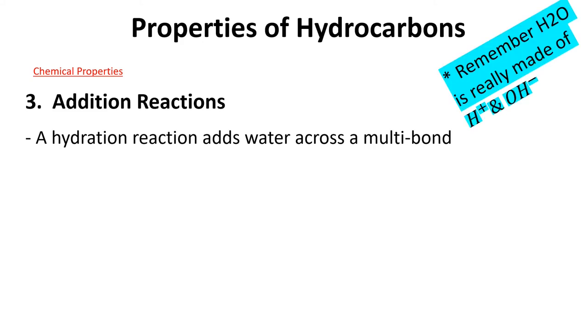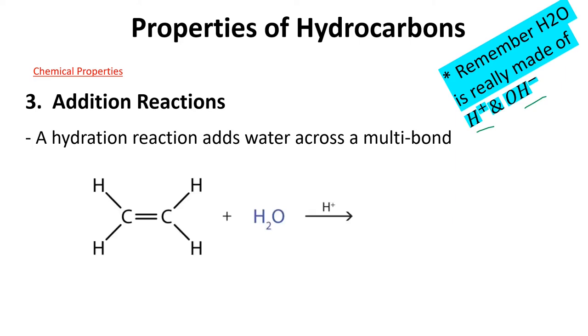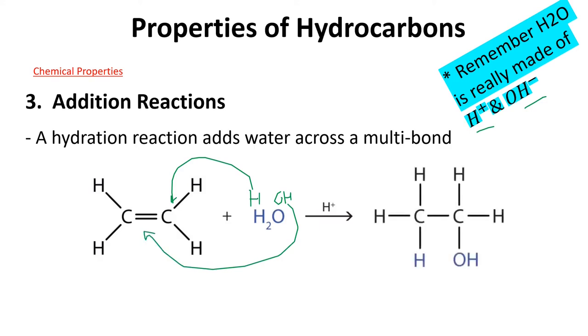We need to remember that we've got hydrogen and OH going on here. So again, this molecule here is HOH. So we're going to break the double bond. We're going to have 1 hydrogen go on that side, and the OH is going to go over to that side. And we're going to get that.